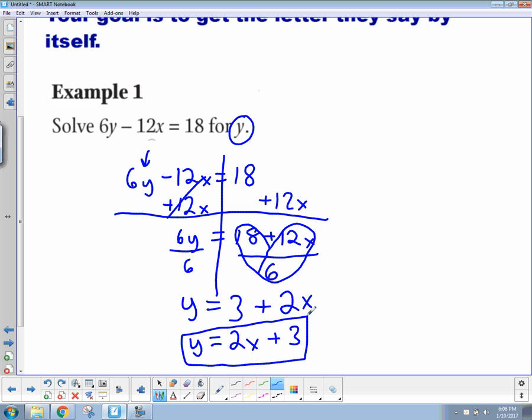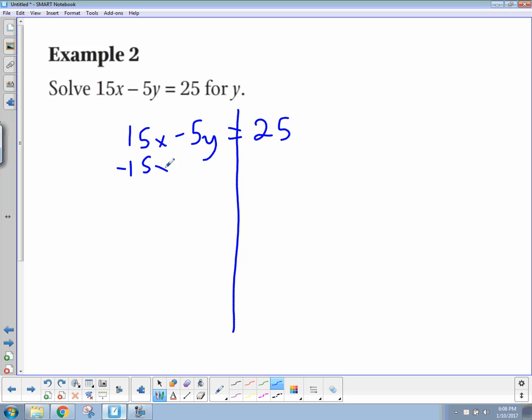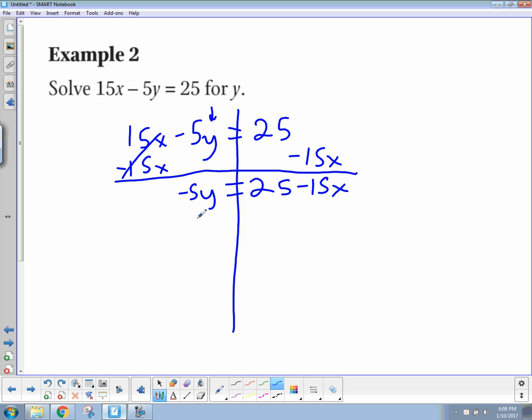So if you notice, we're still following the rules for solving, but this time we're solving for a different letter other than x. Let's look at number 2. Again, we're solving for y, so let me rewrite it so I have room to work. Draw your line. We're going to subtract 15x from both sides because we're solving for y. Again, I knock it over to the side so it can remind me that they are not like terms. So 25 minus 15x. Again, we're going to divide by -5 from both sides to get y by itself.